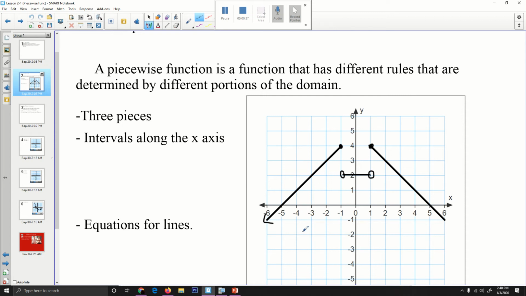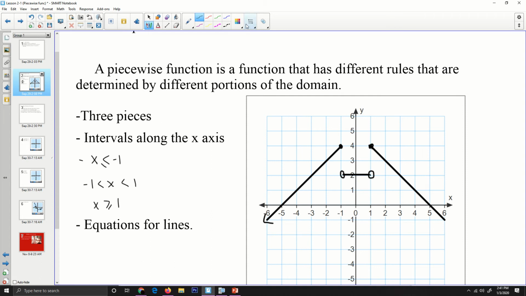So here is an example of a piecewise function that has been graphed. It has three pieces. It has some different intervals along the x-axis. The first interval, for this first piece, is going to be values of x that are less than or equal to -1. The second interval is going to be values of x that are between -1 and +1, and this last interval are going to be values of x that are greater than or equal to +1.